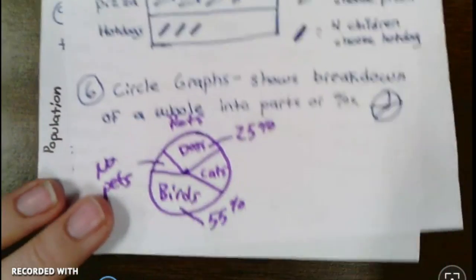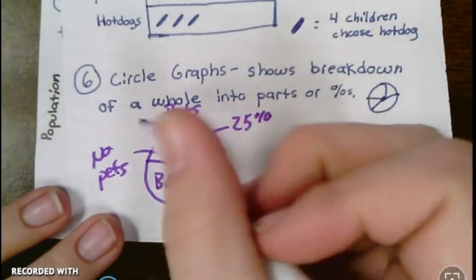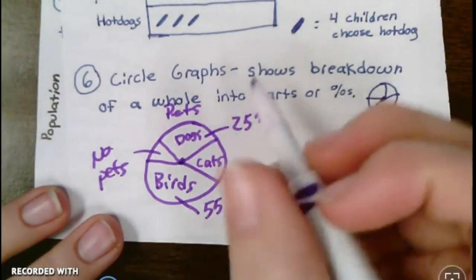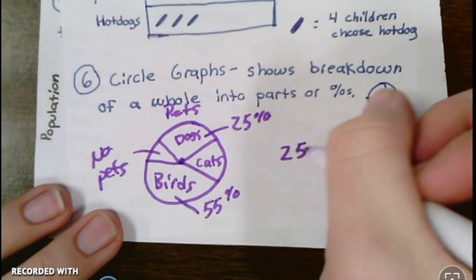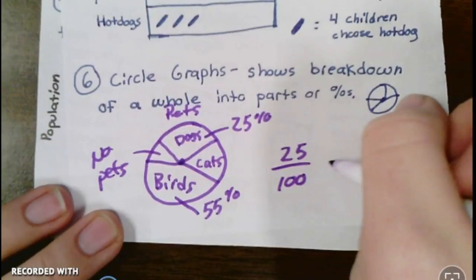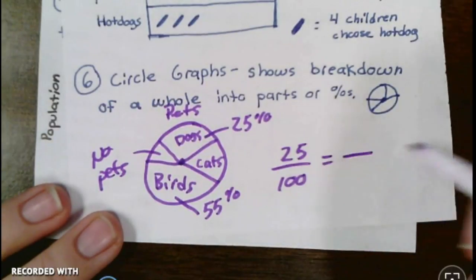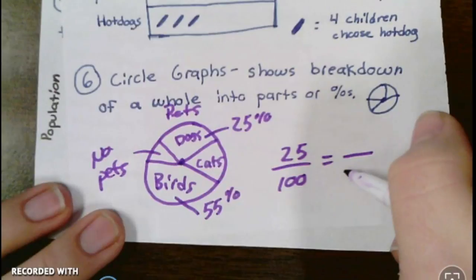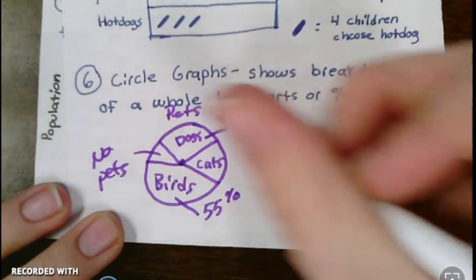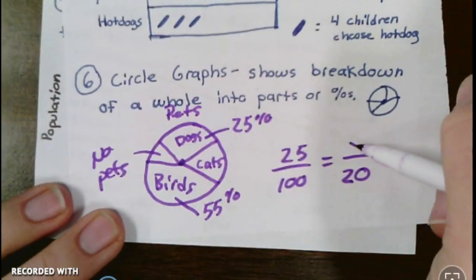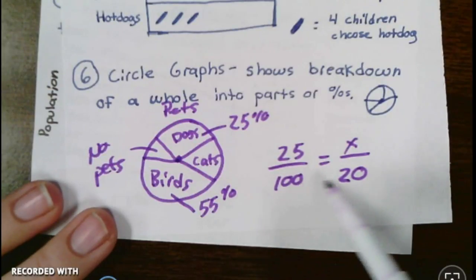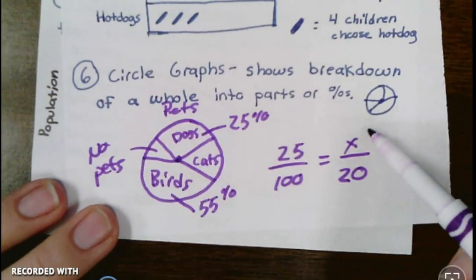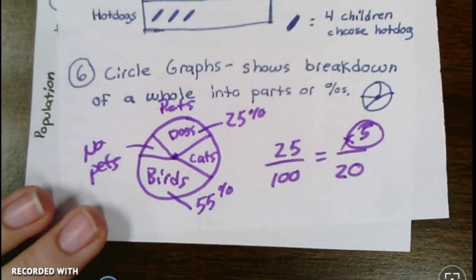One more thing I'll say about this. If I told you that there was a total of 20 people surveyed and I wanted to know how many people had dogs, I could say that there's 25% out of 100. And we're going to find an equivalent fraction basically with the total number of pets being 20, and then the amount of dogs. We don't know what this is. That's our x. So we're going to say 100 divided by 5 is 20. So 25 divided by 5 means that 5 people had dogs.